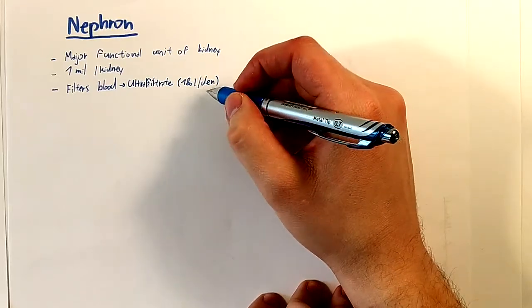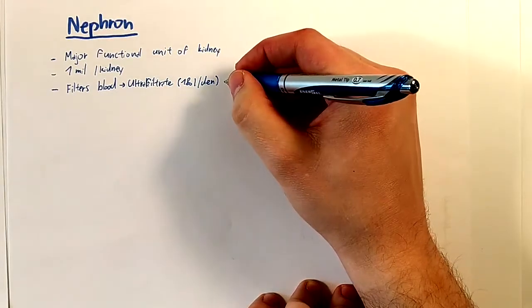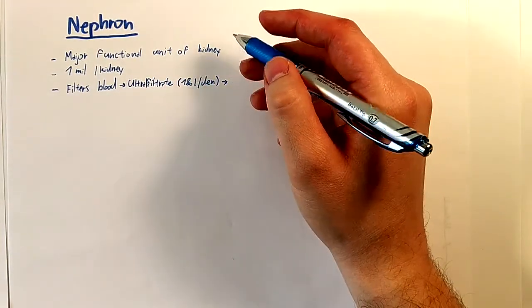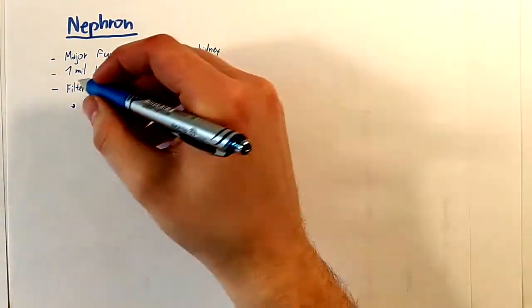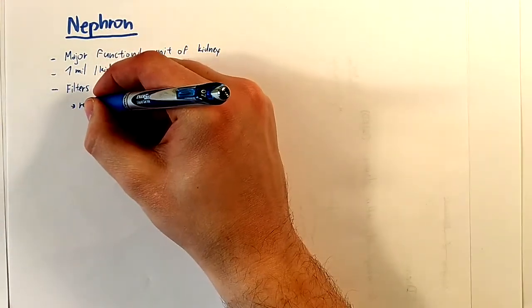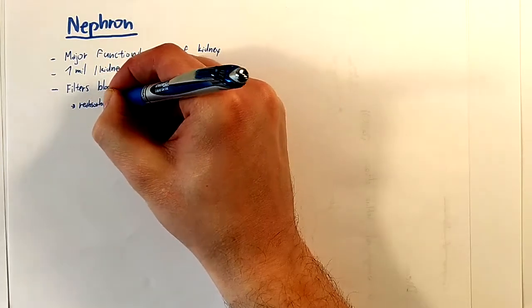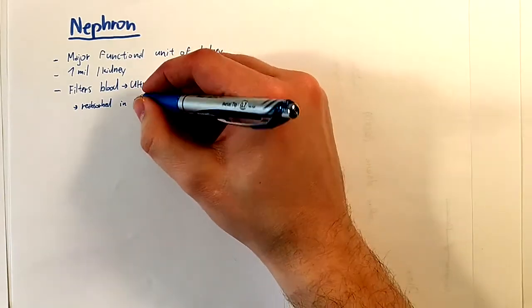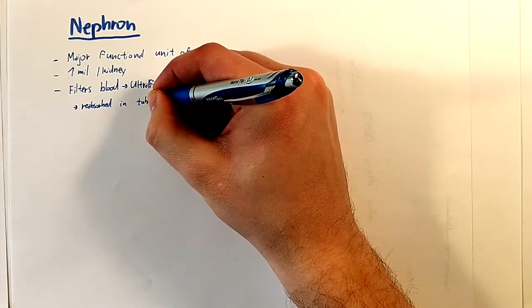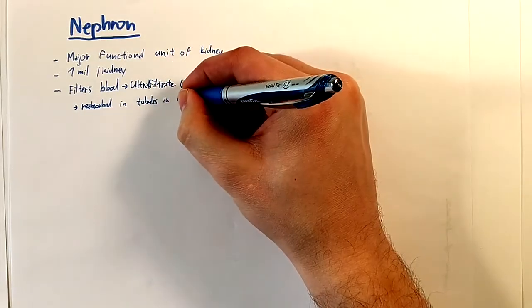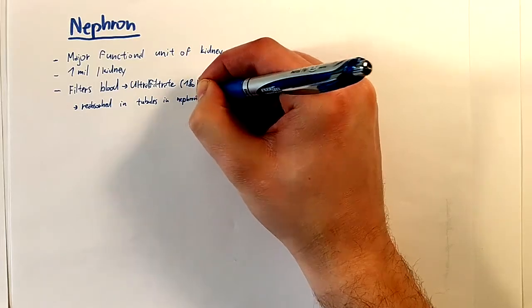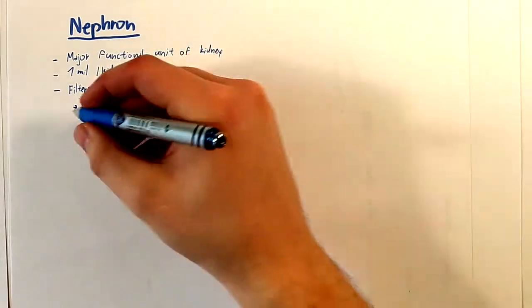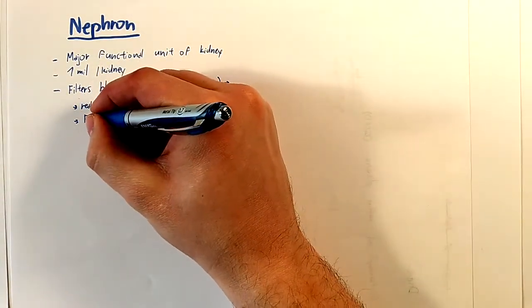So it is 180 liters, then it goes through the rest of the nephron, and the vast majority, like 99% of the stuff that's in the primary ultrafiltrate, gets reabsorbed in the ducts or tubules of the nephron. Maybe I should say that 99% of the stuff gets reabsorbed in the tubules of the nephron, and that will give you the final urine.